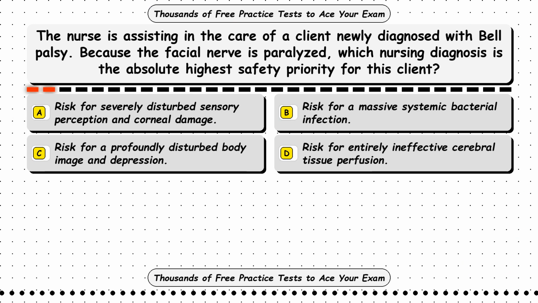Question 150. The nurse is assisting in the care of a client newly diagnosed with Bell palsy. Because the facial nerve is paralyzed, which nursing diagnosis is the absolute highest safety priority for this client?